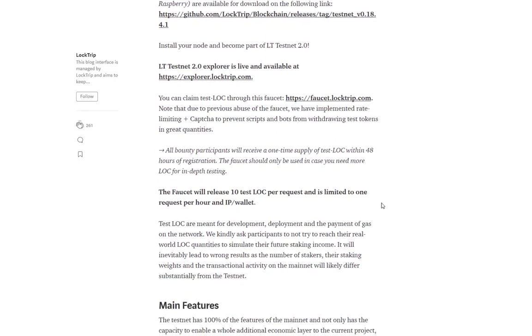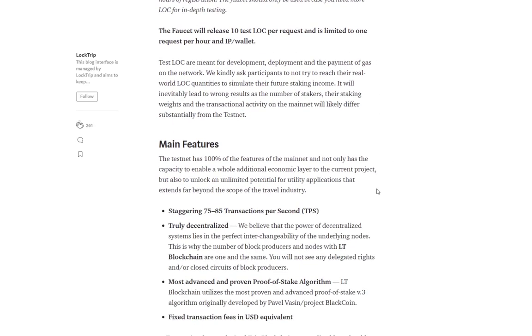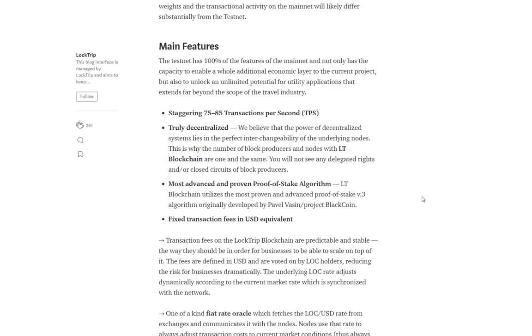It does go into depth about everything to do with the LT testnet. I'm not going to read through it all because this is just a basic overview of Locktrip. But here we can see some main features of it. So a staggering 75 to 85 transactions per second, and for a holiday broker, which potentially in the future could get a lot of work through it, you need to have something that is capable of handling a lot of transactions per second, and that does have that.